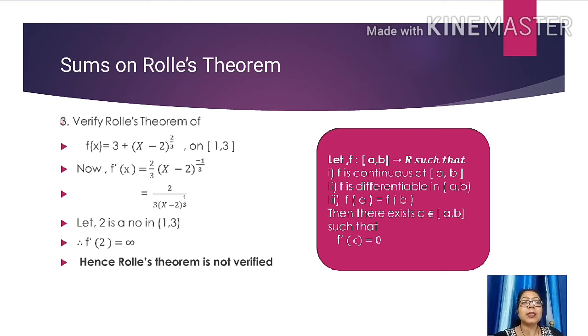Now we are considering one number between 1 and 3, that is 2, and if we put it in f dash x, that means f dash 2 equals 2 by 3 into (2 - 2), that is 3 into 0, that means it is infinity. So Rolle's theorem is not verified here.